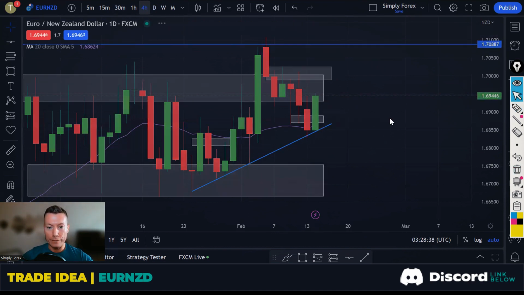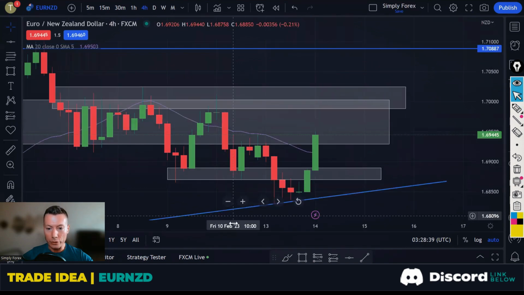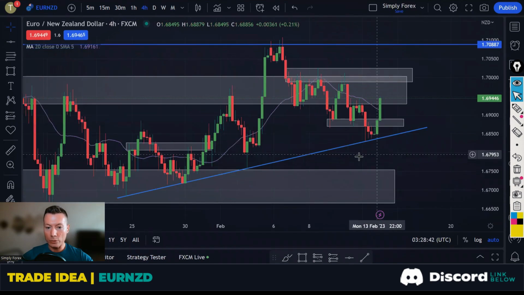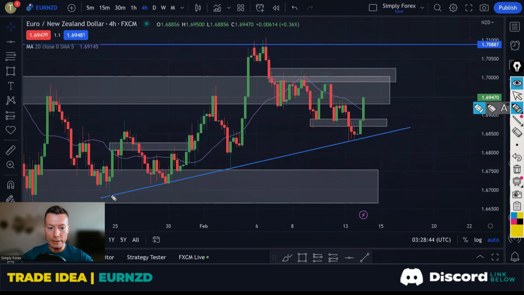If we drop down to the H4 now, you can see that diagonal channel that I put in yesterday, this channel here. And we're getting a real push away from this area. So potentially in the longer term, I think we can take it all the way back up to here.